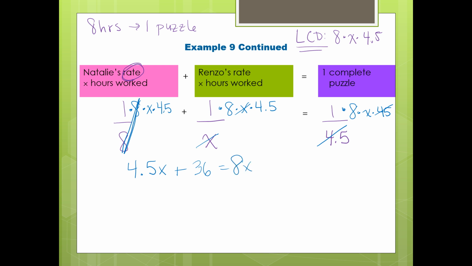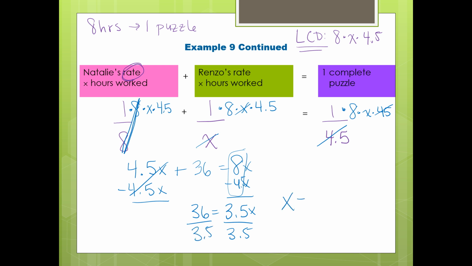So again, this is a nice linear equation. You're just going to subtract the 4.5x from both sides. You're going to end up with 36 equals, you might need a calculator for this part, 3.5x. You're going to divide on both sides by that 3.5. Again, on these, unless you have x equals, your answer is not finished. So make sure you get all the way down to where x is by itself.